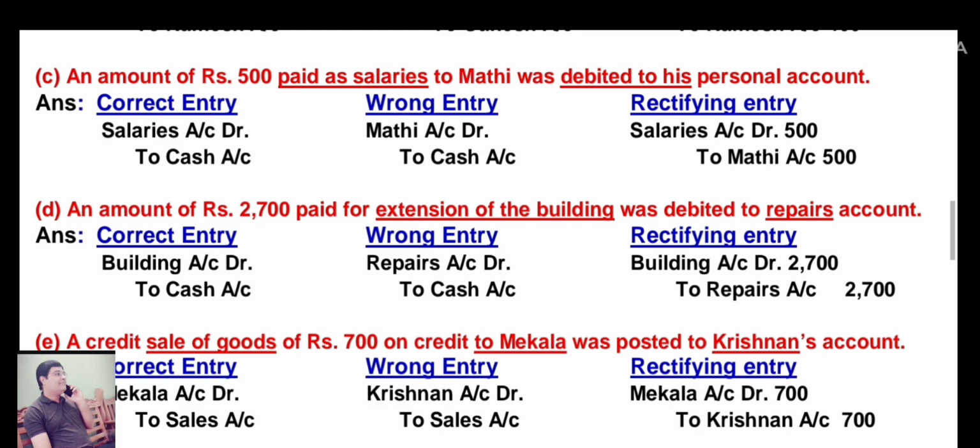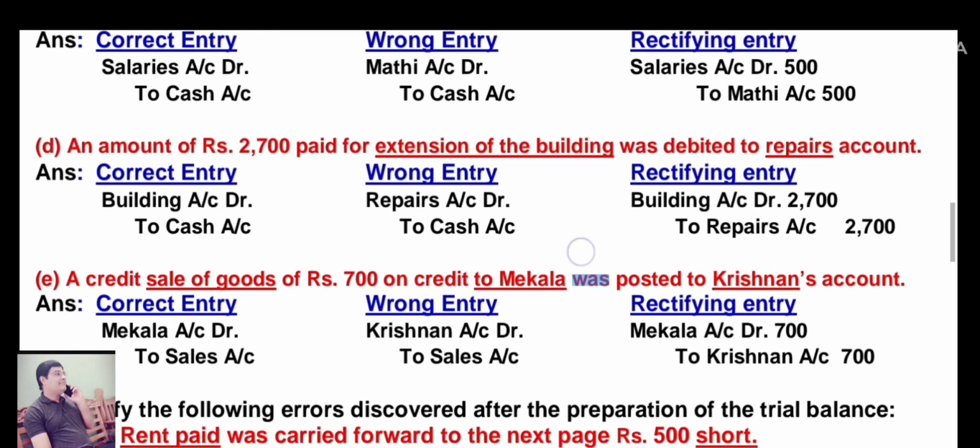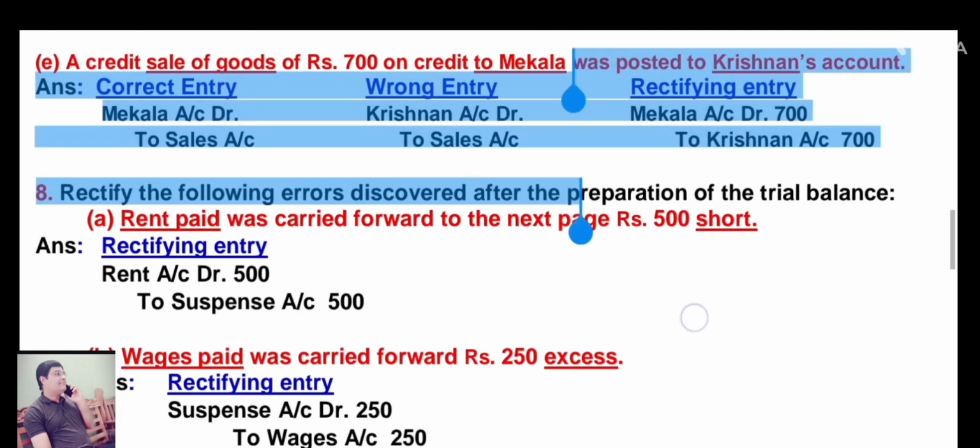So what I said, first we have to write the correct entry on the correct side. Salary is a debit balance. So in the rectifying entry we write salary account debit. And Maruti, which is written on the debit side in the wrong entry, now we have to write on the credit side. To Maruti account rupees 500. Understand? Now we have to move to the next question.